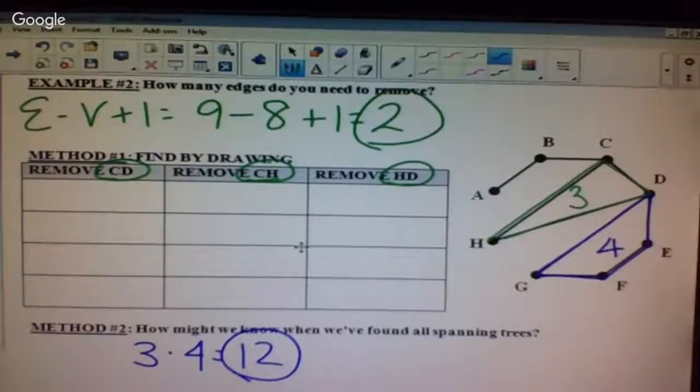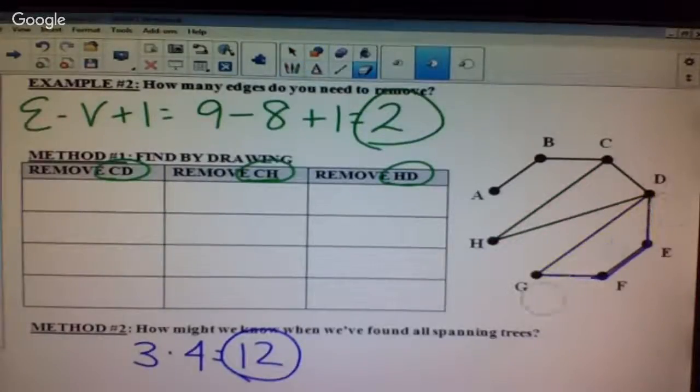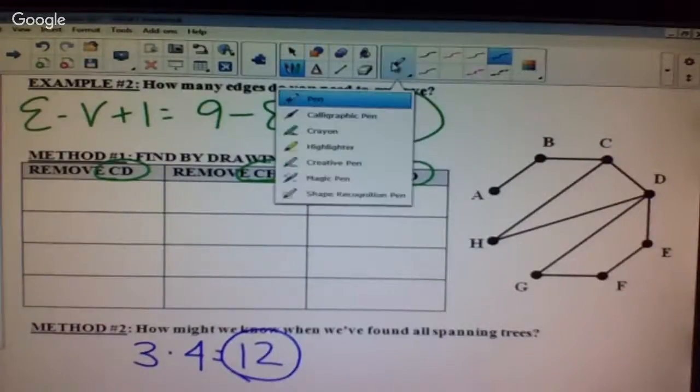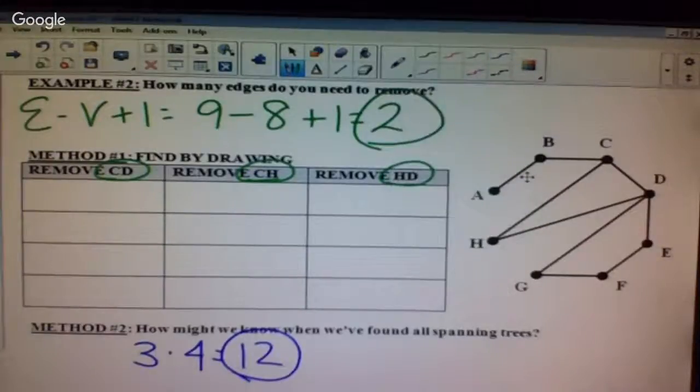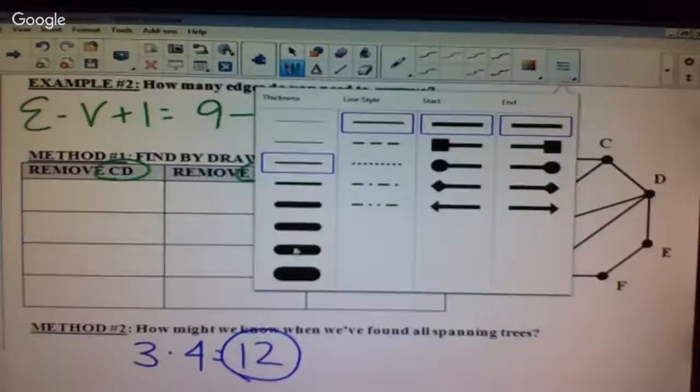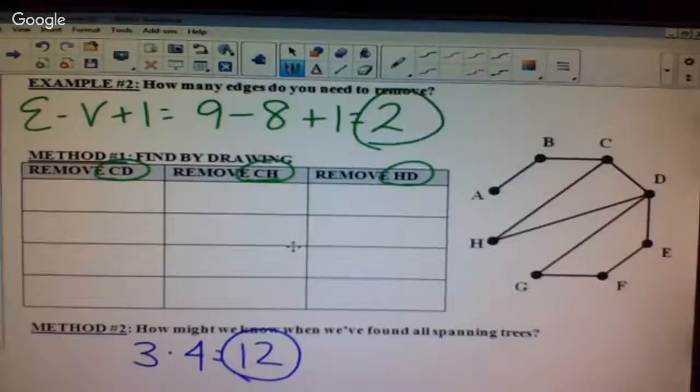What if you just remove H to D, G to D? Okay? So, in other words, let me see if I can. I need the thicker one. Okay. So, my first column, I said that I can remove C to D in this one. Okay?